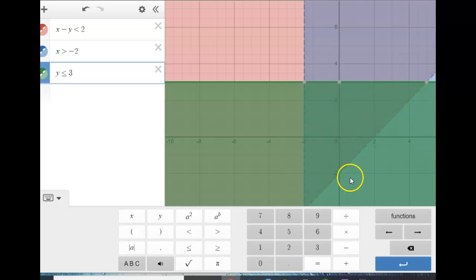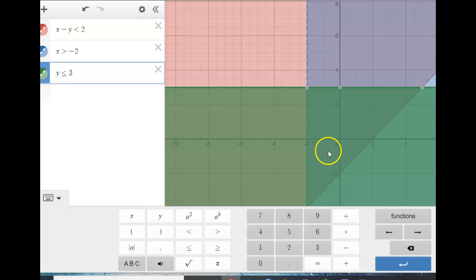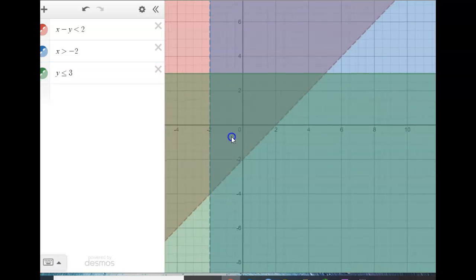So for this area here, you could see it, or I don't know, maybe like a light brown. That is where all three solutions to each inequality intersect. Therefore, that is the solution to the system.